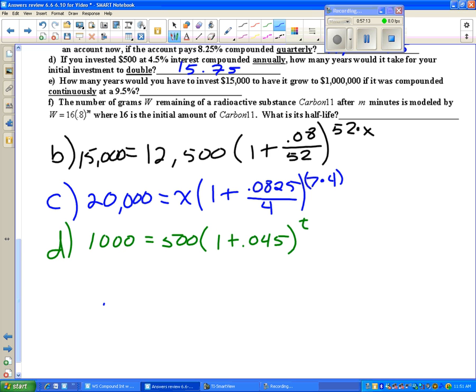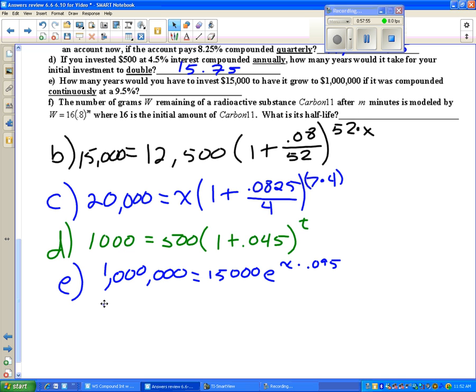Letter E, how many years would you have to invest $15,000 to have it grow to $1 million if it was compounded continuously at 9.5%? So E, I want to end up with $1 million. I want to start out with $15,000 compounded continuously. So this is e to the, well, I don't know how many years. So that's going to be x times my rate of 0.095.